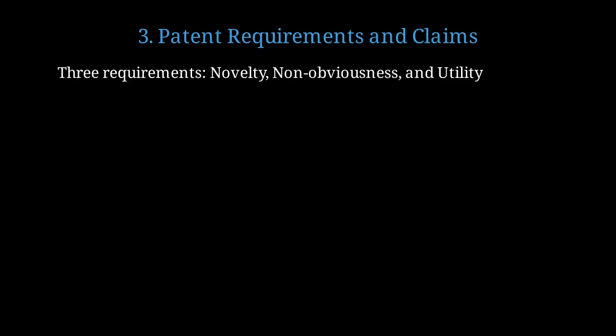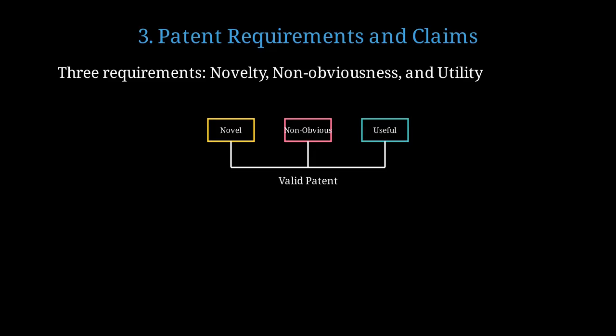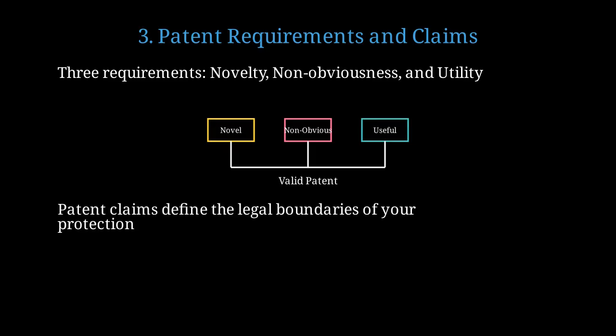Now let's examine what makes a patent valid and how to write strong patent claims. For a patent to be granted, your invention must meet 3 key requirements: novelty, non-obviousness, and utility. These 3 requirements form the foundation of patent law. All 3 must be satisfied for a valid patent. Patent claims are the most critical part of your application. They define the exact legal boundaries of what you own. Claim strength can be thought of as the scope of protection divided by how different you are from prior art. Broader claims are stronger, but harder to get.